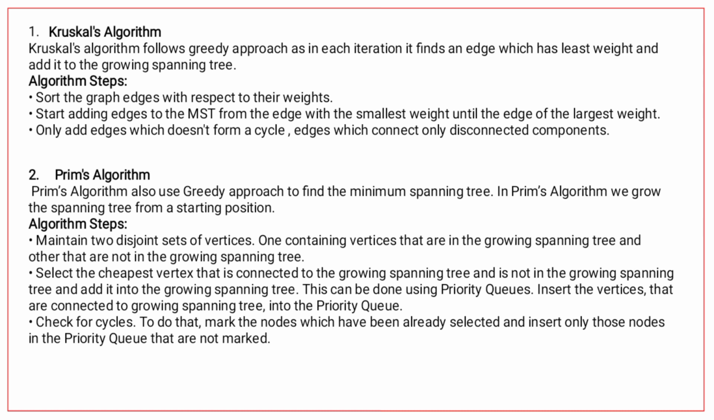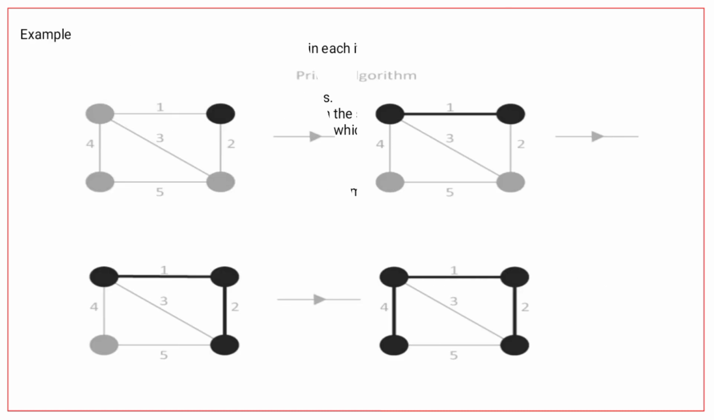This can be done using priority queues. Insert the vertices that are connected to the growing spanning tree into the priority queue. And third step, check for cycle. To do that, mark the nodes which have already been selected and insert only those nodes in the priority queue that are not marked. Now consider an example.